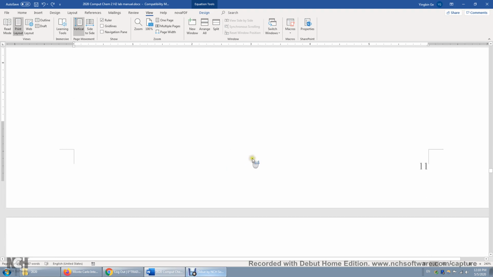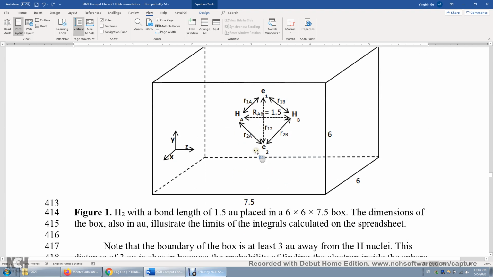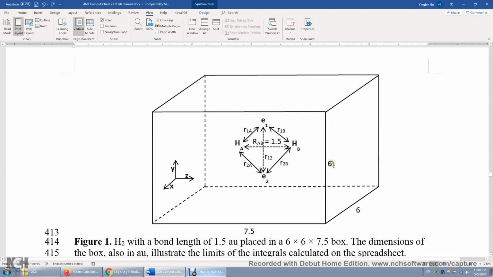Results and discussion. I did this 25 times, and by the way, the reason I use a box with dimension 6 by 6 by 7.5 is here. So I place this hydrogen molecule along the z direction. This is the z direction, this is x, this is y. So again, this is just a diagram showing that we have 1, 2, 3, 4 attractions, and 1 repulsion between the 2 nuclei. Therefore, the repulsion between the 2 nuclei is 1/1.5, and we also have an electron repulsion term 1/r12.